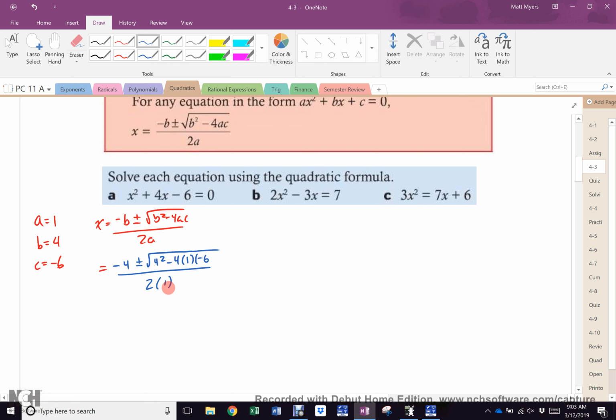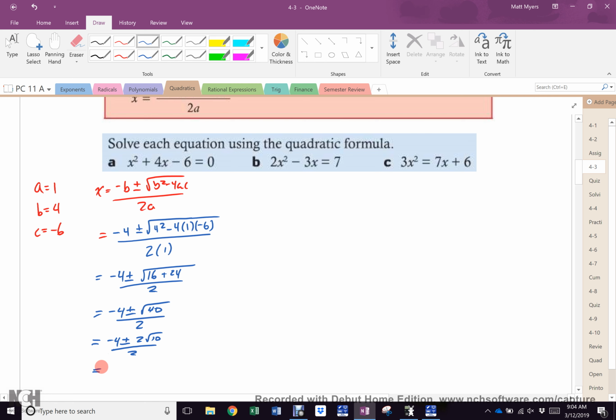All over what? 2 times 1. Now, can we work in our head if we can? We can do these in our heads because it's all numbers, yeah? So -4 plus or minus, what is 4 squared? 16. What's -4 times 1 times -6? Positive 24, right? Over 2. -4 plus or minus the root of what's 16 plus 24? 40 over 2. And what's our last step? Simplify. -4 plus or minus 2 root 10 over 2. And our last step? What do I do? Simplify those. -2 plus or minus root 10.